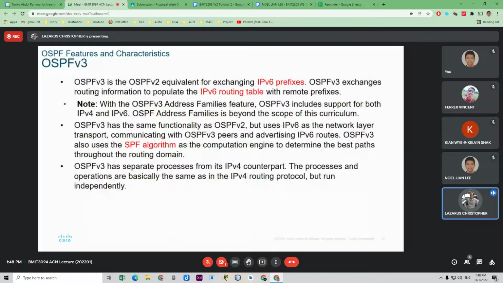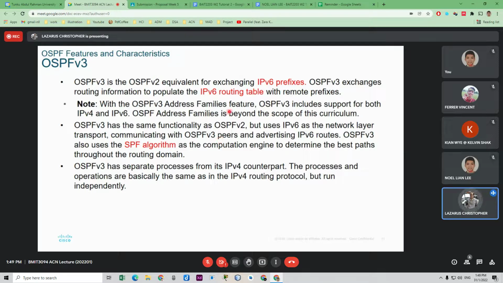Okay. So OSPF version 3 is the latest version compared to OSPF version 2. OSPF version 3 is the next version because of its capability to exchange IP version 6 prefixes, right? So it supports IP version 6.